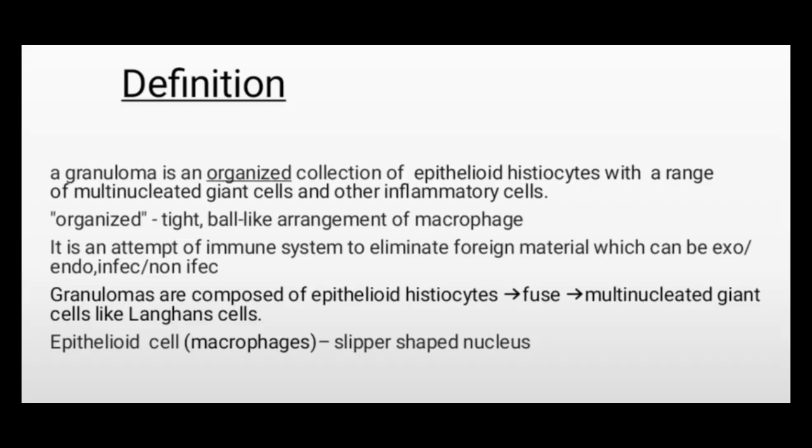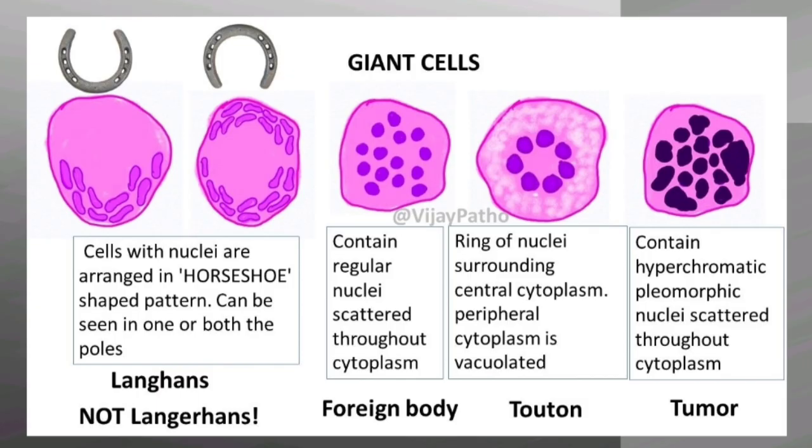Granulomas are composed of epithelioid histiocytes, which fuse to form multinucleated giant cells like the Langhans giant cell. Epithelioid cells are derived from macrophages and usually contain a slipper-shaped nucleus. Coming to the types of giant cells, they are Langhans and non-Langhans. Langhans has a horseshoe-shaped nucleus, which can be seen on one side or both sides. Foreign body cells contain regular nuclei scattered throughout the cytoplasm.